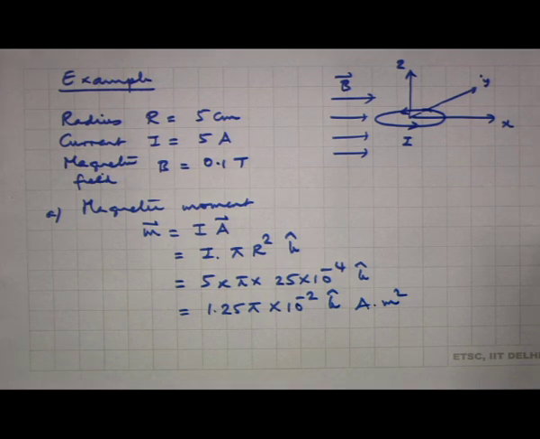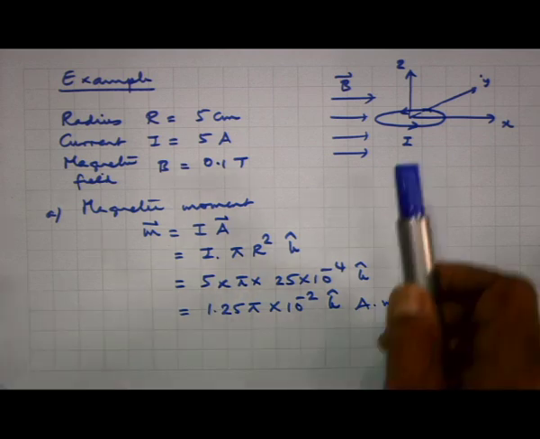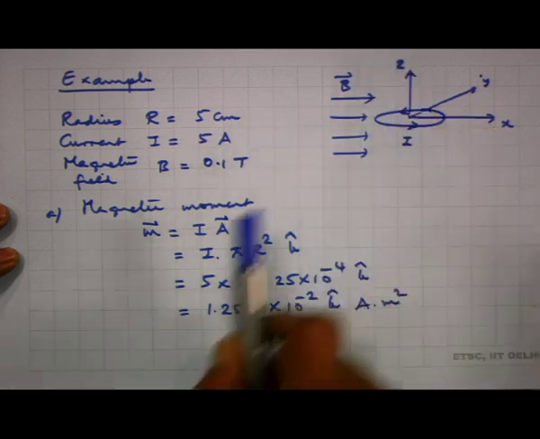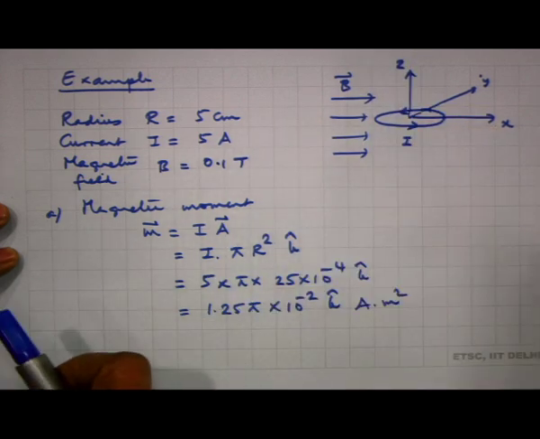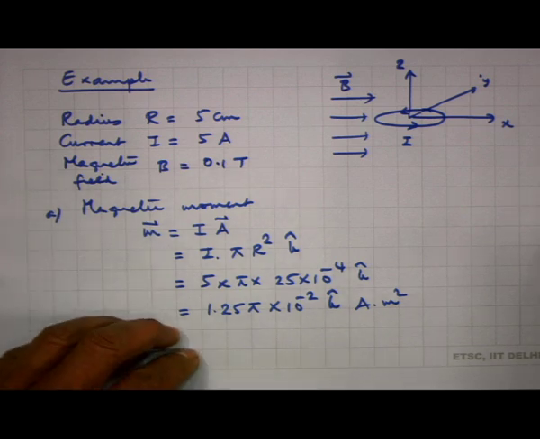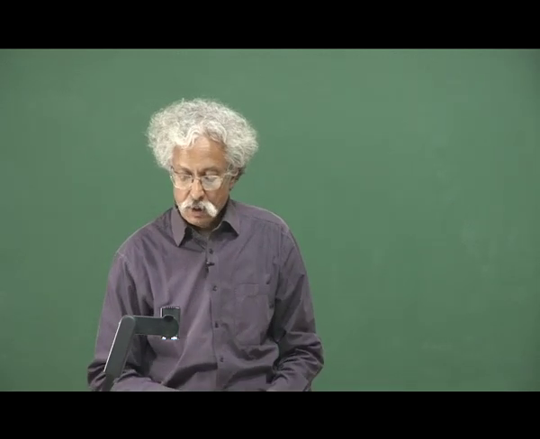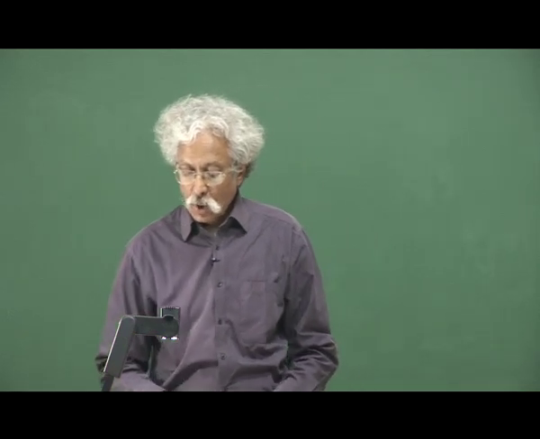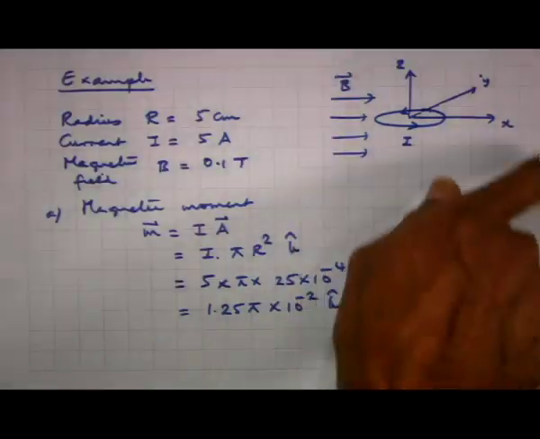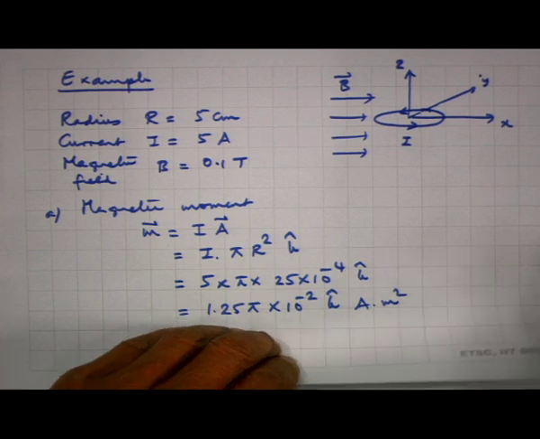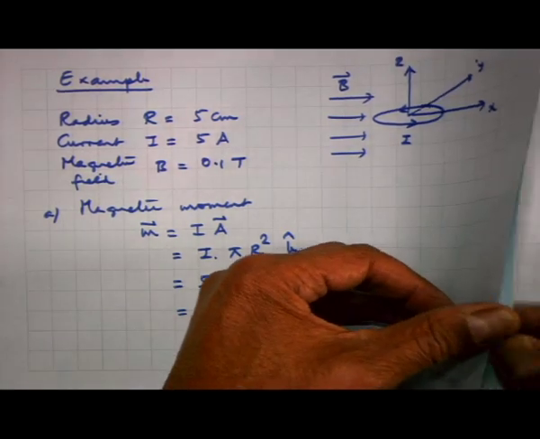So, the magnetic dipole moment of this loop is 1.25 pi 10 to the minus 2 k cap ampere meter square. So, the dipole moment is pointing upwards along the z axis, and this is now placed in a magnetic field pointed along the x direction. So, as we have seen before, the torque will be tau equals m cross b. So, m is pointing upwards, b is pointing this way. So, if you look at m cross b, the torque will be oriented along the y direction. So, we can calculate the torque on this loop.